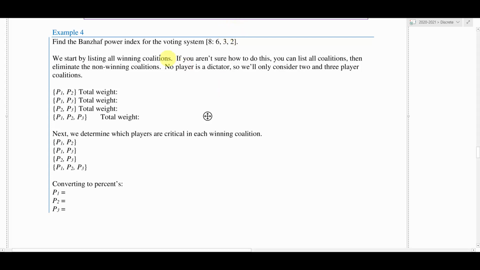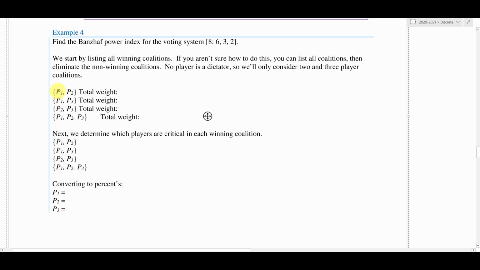All right. So the first thing we got to do is we got to start by listing all of the winning coalitions. And a quick note on this, this can actually be the most difficult part of the problem, is just getting a list of all the winning coalitions. Here in the example, I've created the list for you, but you might run into a situation where you have to create that list yourself. So make sure that you are systematic with it. Make sure you get all of them.